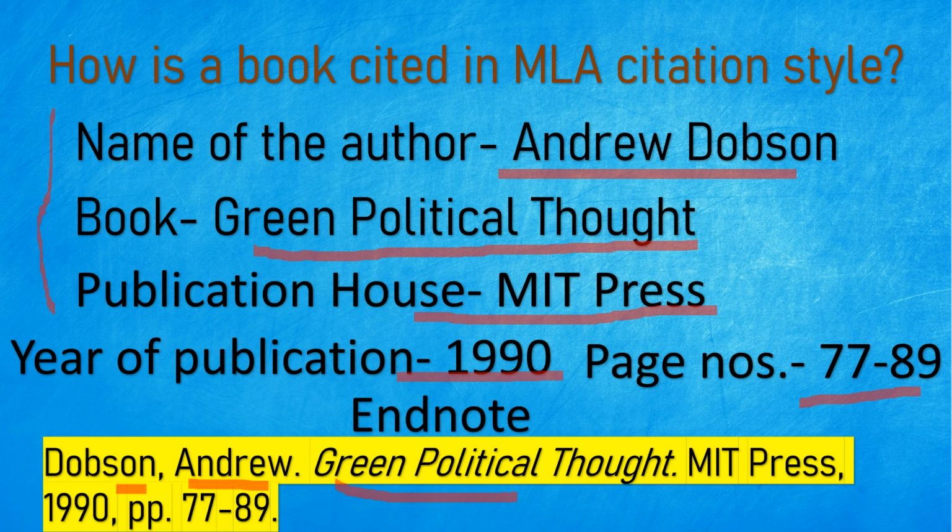Then you have to write the name of the press. The press name is MIT Press, as you can find. This MIT Press is mentioned. Then you have to put a comma. Then you have to put the year of publication, 1990, that is given. Then the page number is mentioned also. Then you have to give pp, that would be in small letters, pp full stop 77 dash 89. So 77 89. Then you have to put a full stop, and it is actually your appropriate endnote of the information provided.